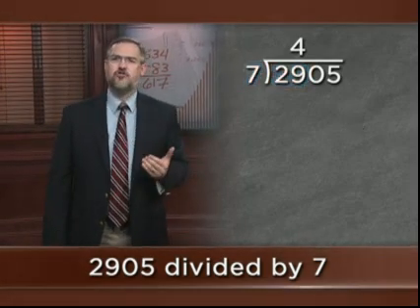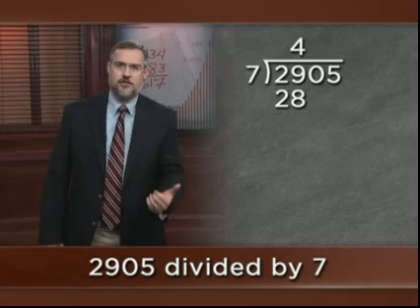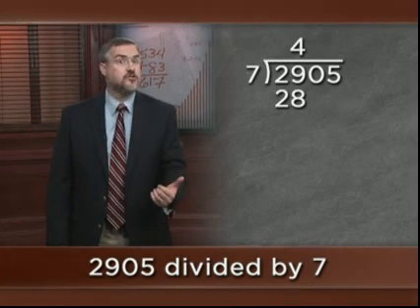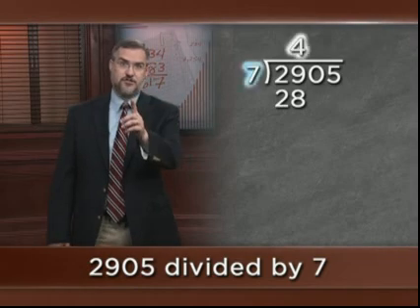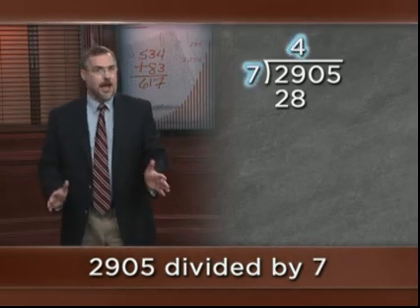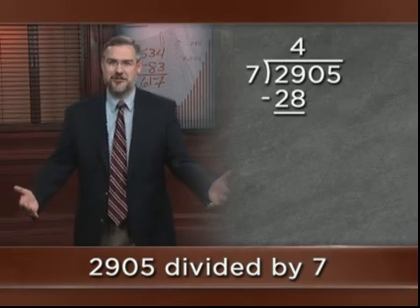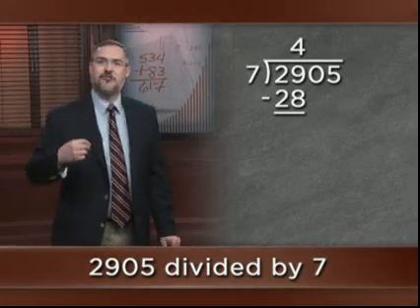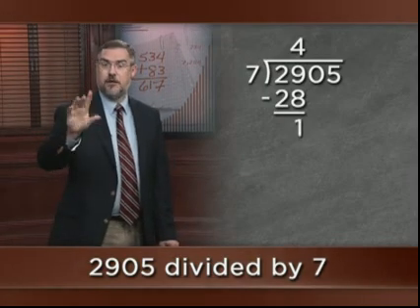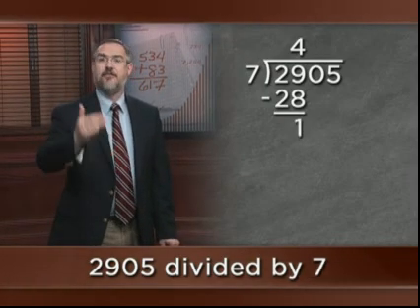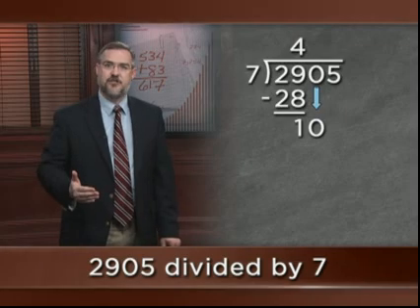And now I'm going to write a 28 underneath the 29. Where does the 28 come from? It's 4 times 7 equals 28. Now what do I do? I subtract. I subtract all the time when I get to this stage. 29 minus 28 is just 1. So I leave that 1 there, and then I drop down the next digit in the dividend.